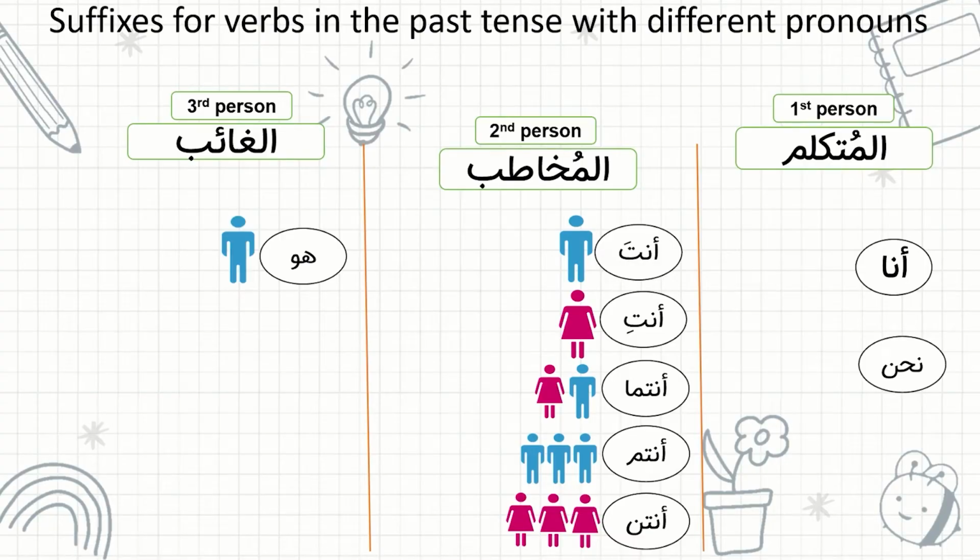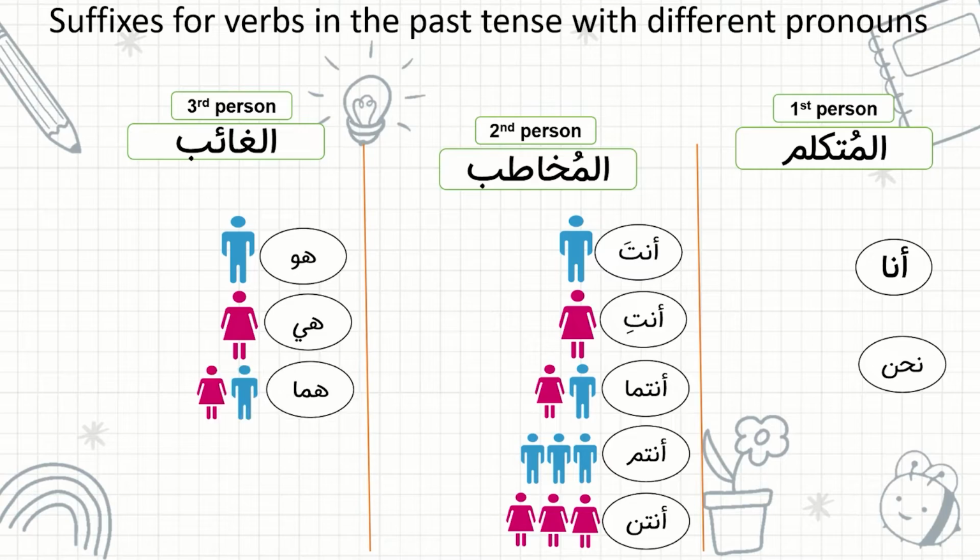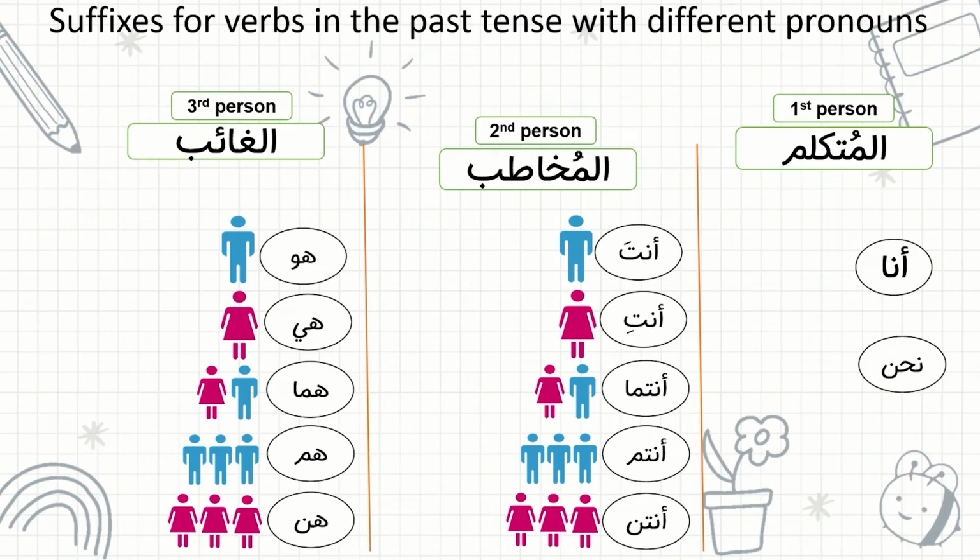Notice here all the pronouns for the second person are somehow derived from the word أنت. For the third person we have هو for singular male, هي for singular female, هما for dual, two boys or two girls or one boy and one girl, هم for plural males, هن for plural of females. Notice here all the pronouns of the third person start with the letter ha.